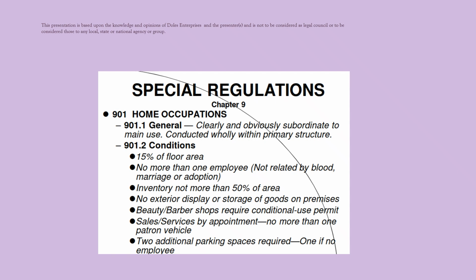Sales and services to patrons shall be arranged by appointment and scheduled so that not more than one patron vehicle is on the premises at the same time. 2 additional parking spaces shall be provided on the premises, except only one need be provided if the home occupation does not have an employee.